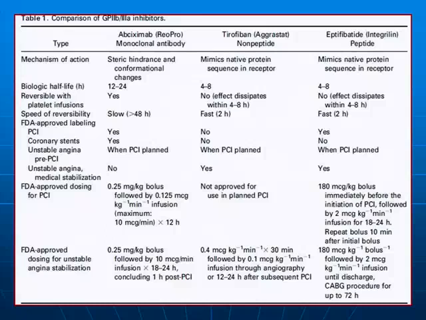This table shows you some of the pharmacologic characteristics of the different glycoprotein 2B3 receptor antagonists that are on the market. There's only 3. I'm not going to read through this, but it's a nice little table that gives you some of the recommended doses and some of the pharmacologic properties of these drugs, particularly in the setting of PCI.